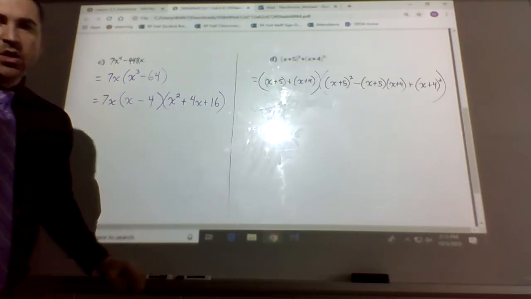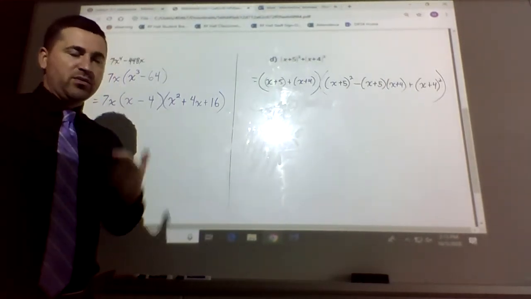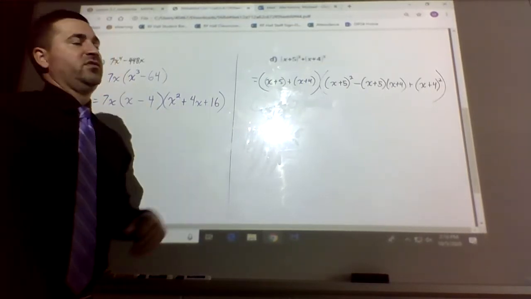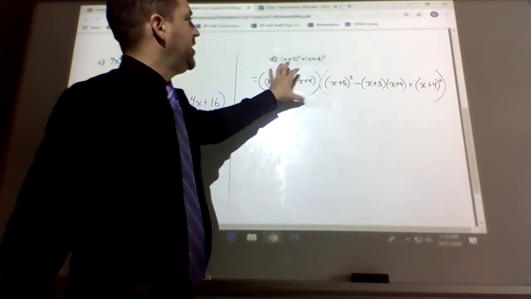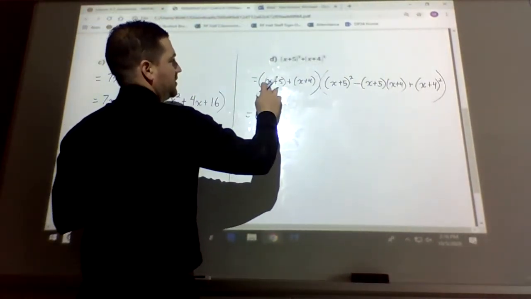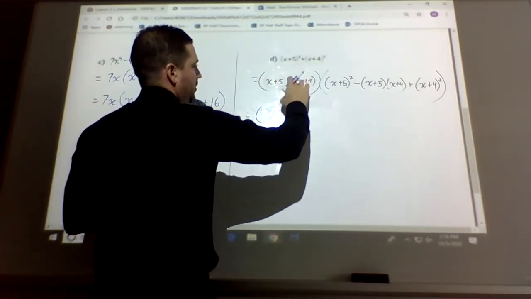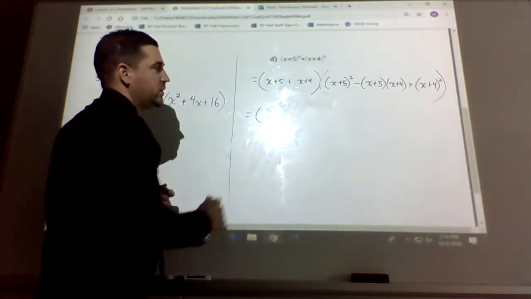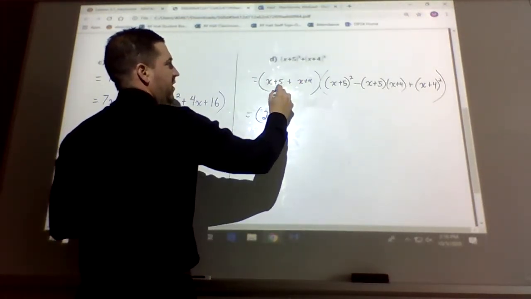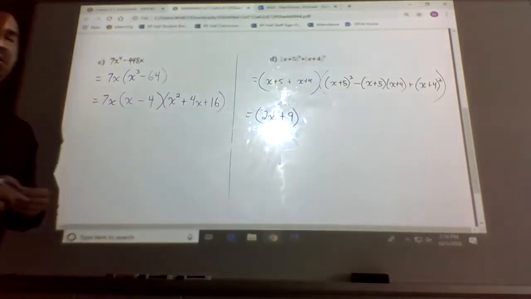Okay, we do not leave it like that. Since we have brackets within brackets, we're going to have to expand and simplify. So we have to simplify this further, both here and here. For the first bracket, x plus 5 plus x plus 4. Since it's just addition, we can take away the brackets if you like. So x plus x is 2x. 5 plus 4 is 9. So our first bracket is 2x plus 9.